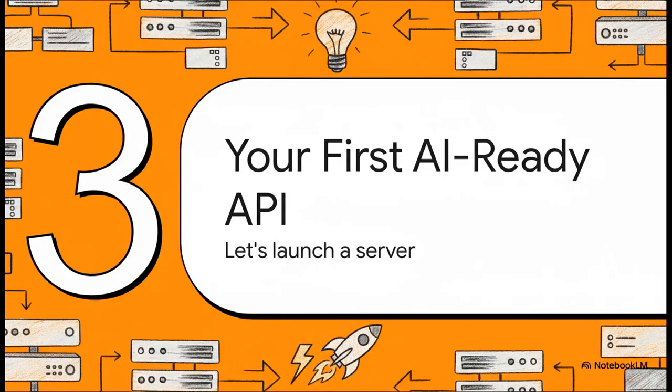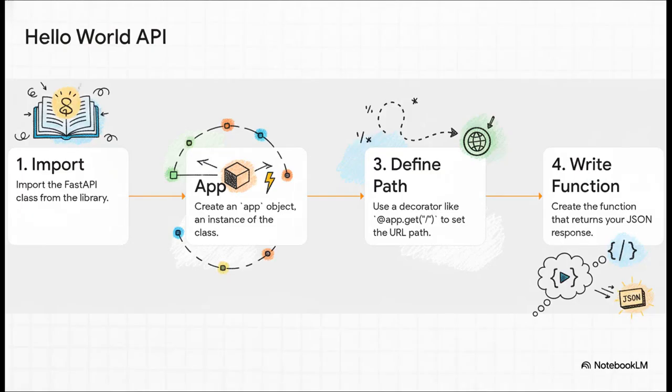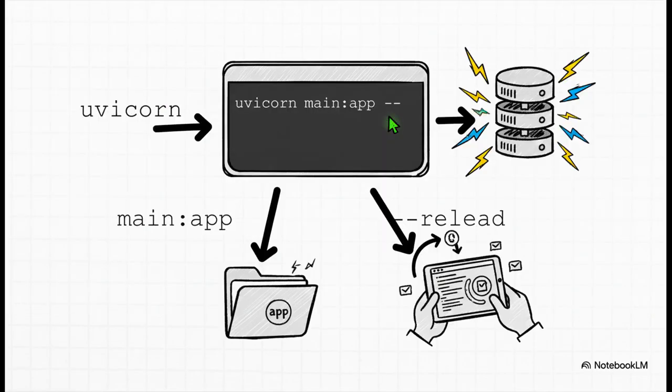All right, enough talk. It's time to build something. We're going to start with a super simple Hello World API, just so you can see for yourself how easy it is to get a live server up and running with FastAPI. And honestly, it all boils down to these four little steps. You import the library, you create an app instance, you tell that app which URL path to listen for, and then you just write the simple Python function that runs when a request comes in. That's it. You're done.